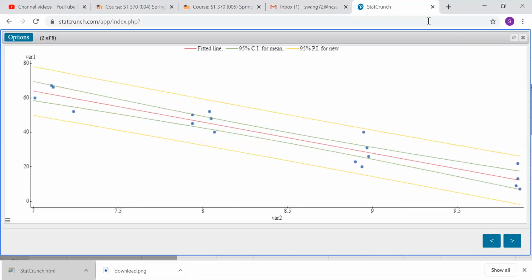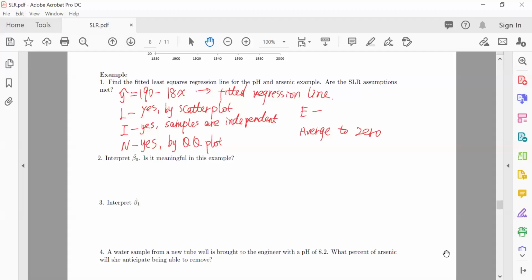So we could go back to the node. This is yes, this is also yes. Those two are by the residue plot.